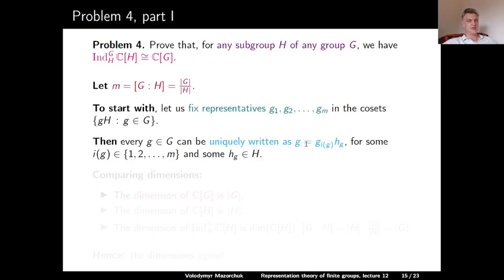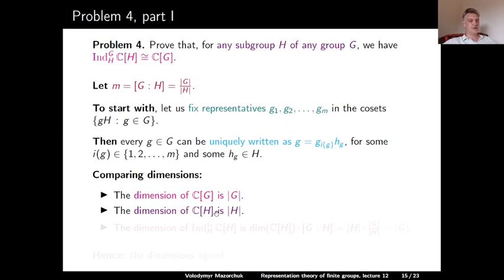So any g can be written as g with the index i(g), this is an element from 1 to m, times the element h_g in H. Let us compare the dimensions of the two modules on the two sides of the formula which we want to prove. The dimension of the regular G module is the cardinality of G. The dimension of the regular H module is the cardinality of H.